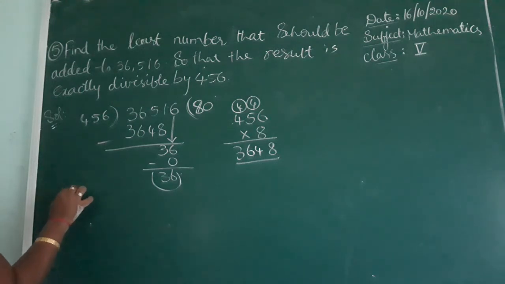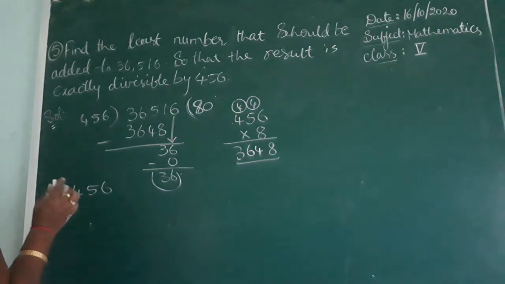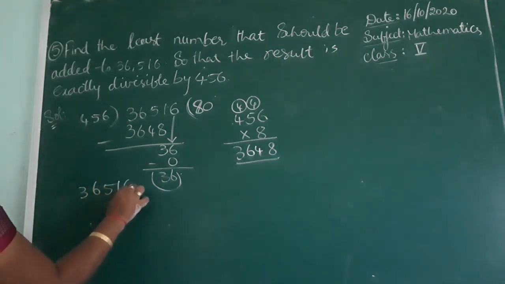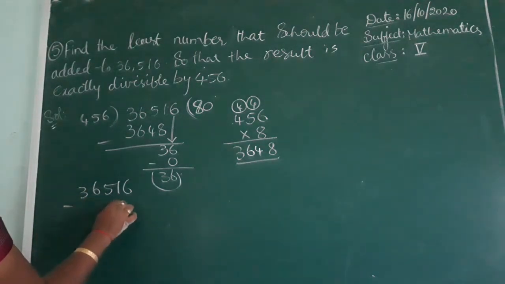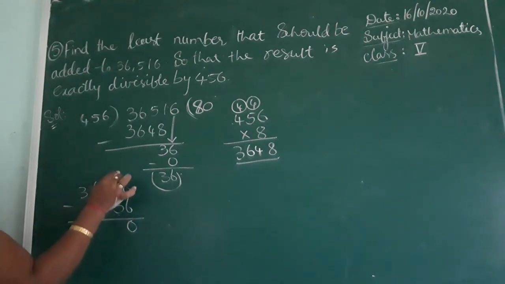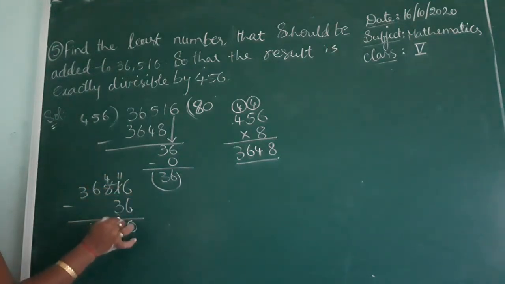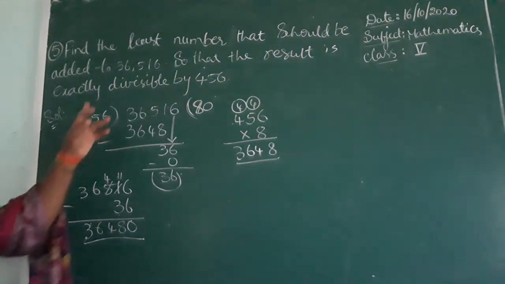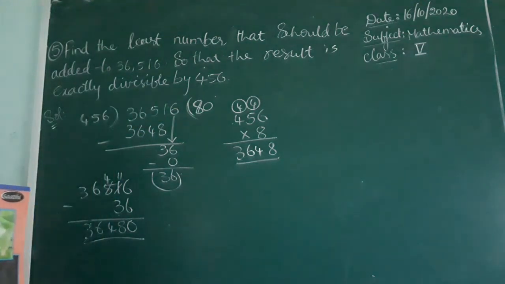So 456 minus 36 is 420. Then 36,516 plus 420: 6 minus 6 is 0, 1 minus 3 not possible, so 11, it is 4. 11 minus 3 is 8, 4 6 3. 36,480 is divisible by 456, and this is the number which is exactly divisible by 456. Like that you can find.